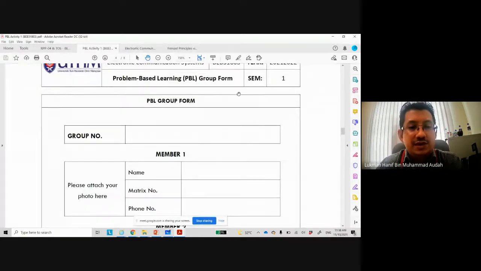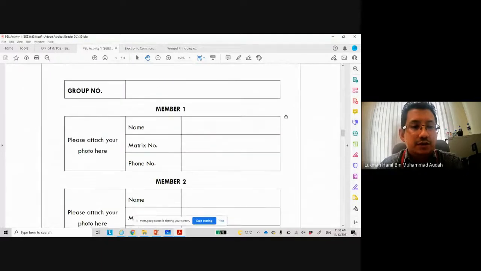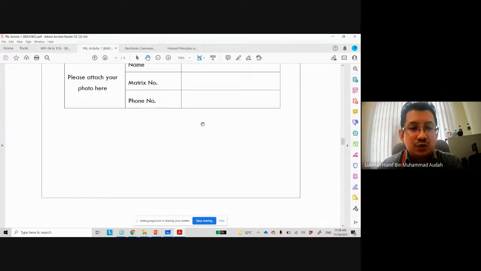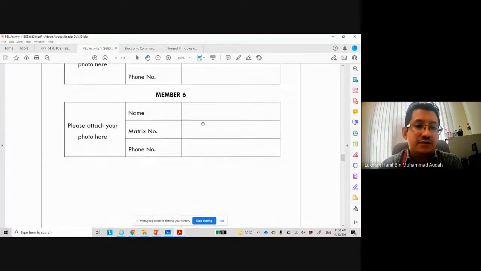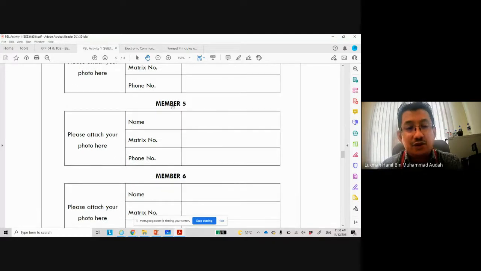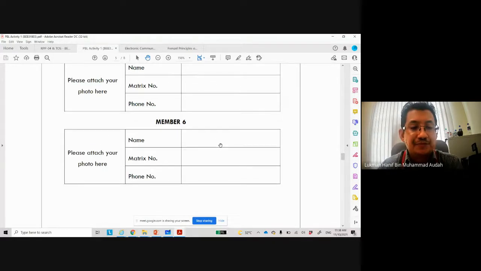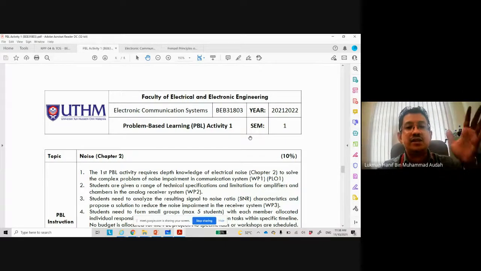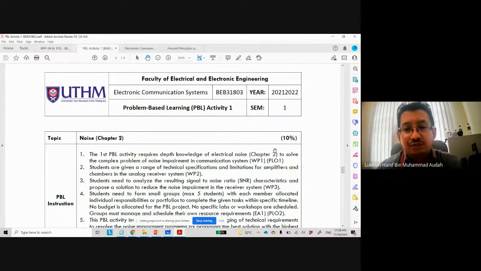Okay, and this is the group form. So ini ada dia punya ni lah borangnya, member 1, and then attach a photo, member 2, 3, 4, 5 and 6. So you sampai member number 5 sudah cukup untuk section ini. And then, okay, this is the instruction PBL activity 1. Okay, so remember that our PBL project consists of 20%. That means we have 2 tasks. So one task 10%, another task 10%. Okay, so the first task, noise in chapter 2. So the marks would be 10%.